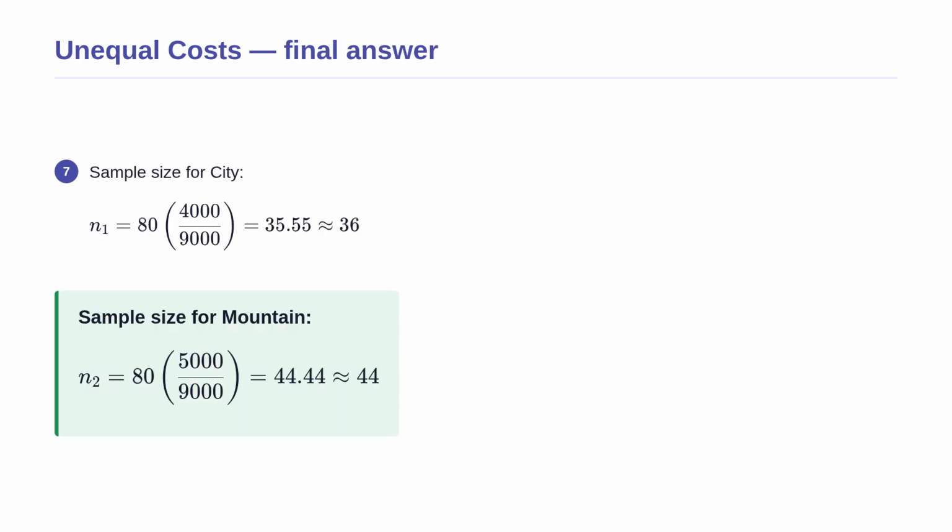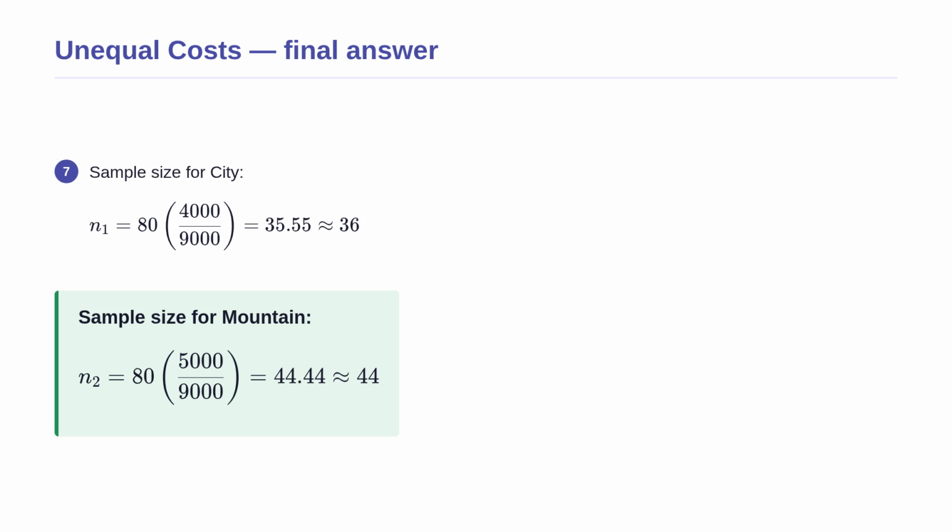To find the final sample sizes, we multiply our total allowed sample of 80 by each region's fraction of the total weight. For the city, 80 times 4,000 over 9,000 gives 35.55. We round this to the nearest whole person, giving 36 people. For the mountain village, 80 times 5,000 over 9,000 gives 44.44, which we round down to 44 people.